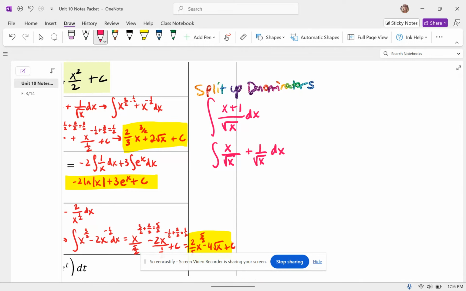Do you remember these now? When you have division of like bases, you subtract the exponent. You can rewrite the second piece as x to the negative 1/2.